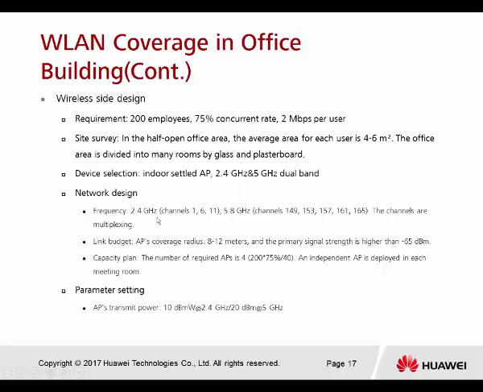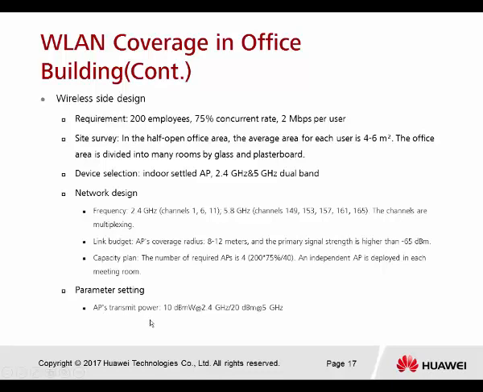The network design: 2.4 can consider using the non-overlapping channels 1, 6, 11. Okay, and then they also have a 5 GHz. Then the link budget: AP coverage radius is 8 to 12 meters, and the primary signal strength is higher than -65. So you need to make sure in some of the core area, the signal strength cannot be weaker than -65, must be better than this. Capacity plan: the number of required APs is 4. Okay, they're using this formula to get the answer. And an independent AP is deployed in each meeting room.